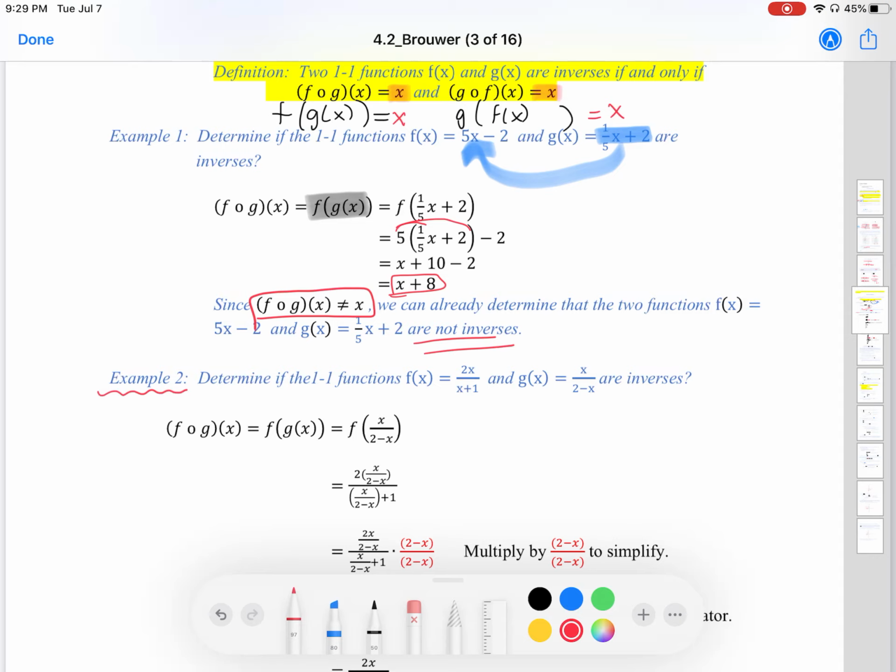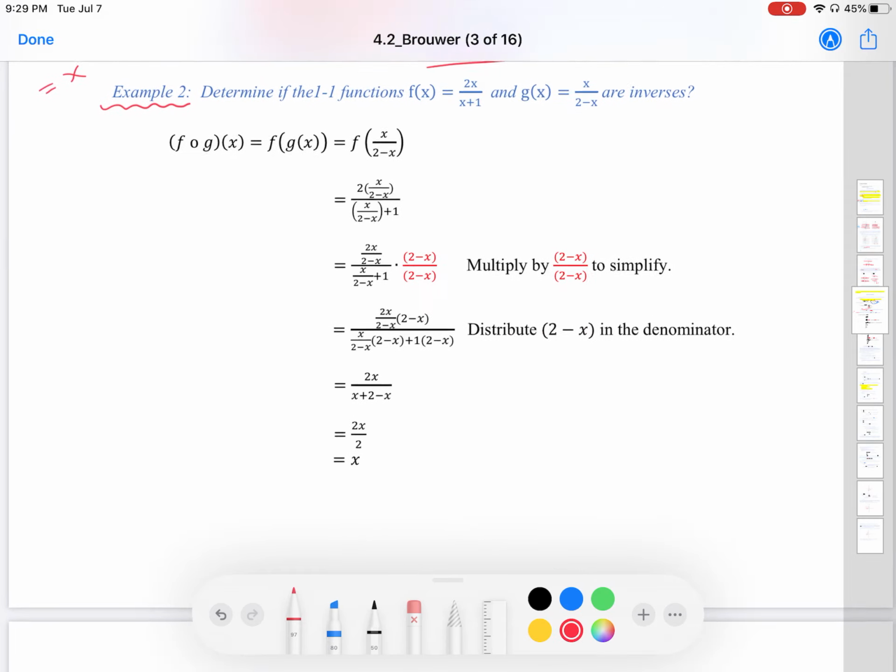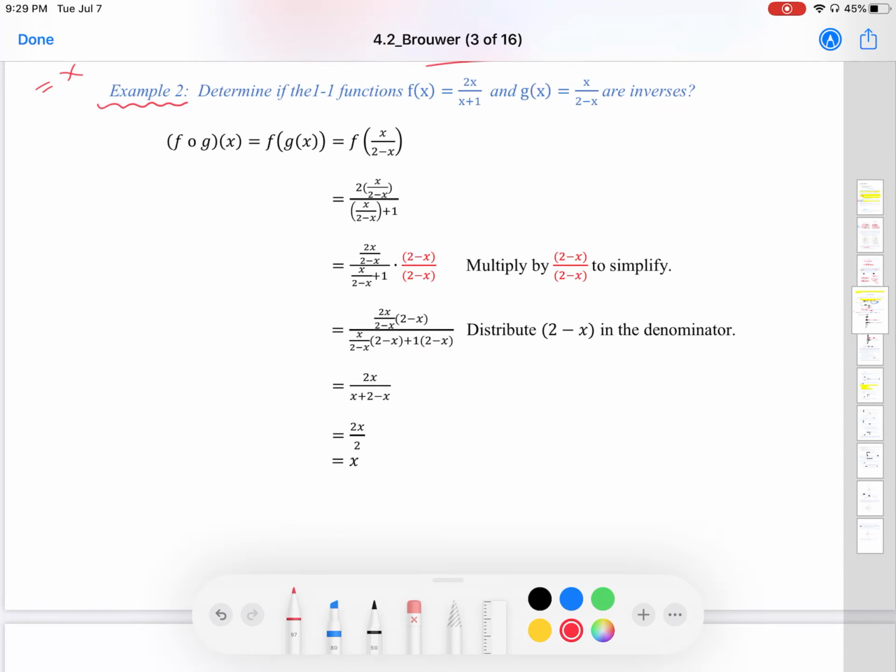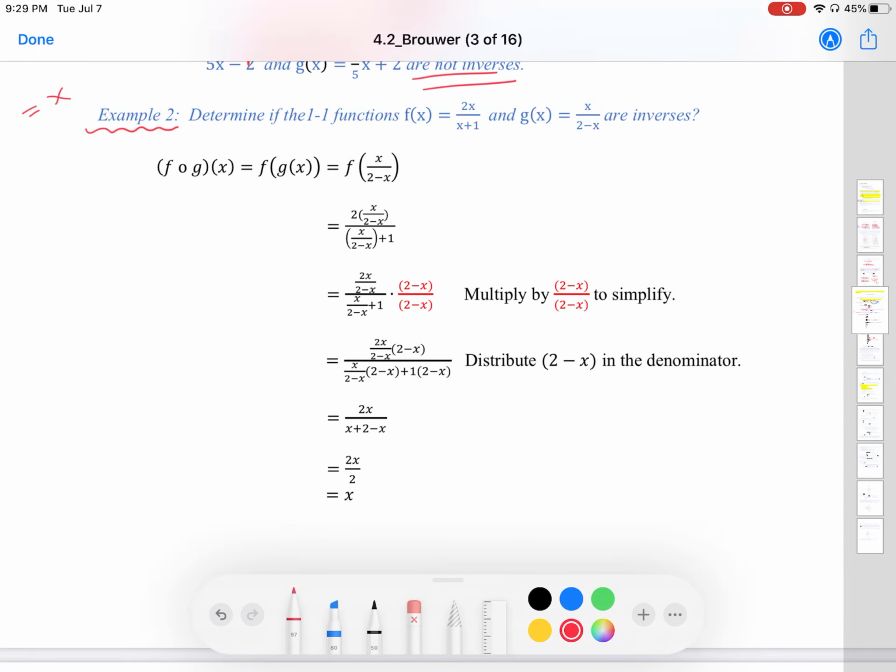All right, example 2 is not very pretty, so I'll let you discover this in your homework. Just know if you get an answer of x, you will know that they are inverses. I'll walk you through it, but it is pretty messy. So the first one's saying in my function f, I'm going to plug in my function g. So I'm going to take my function g and plug it in for every x in my function f.